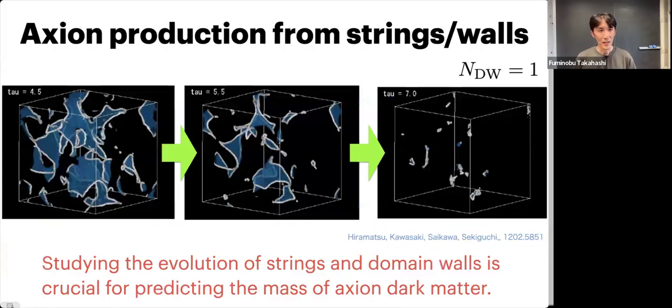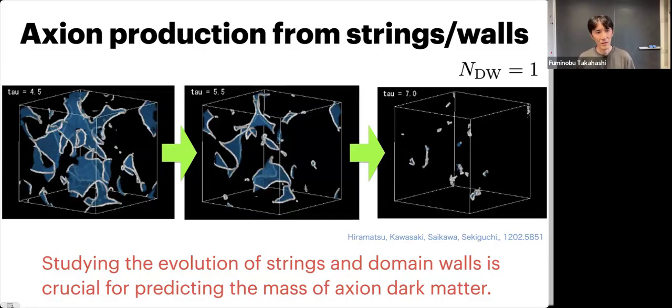And here I show the evolution of axion strings and axion domain walls in the case of domain wall number equals unity. So there's a unique vacuum in this case. The white lines are cosmic strings, and the bluish area are domain walls. When domain walls appear, they are bounded by cosmic strings, and because of the domain wall tension, the string-wall network shrinks, collapses, and disappears, producing a large amount of axions.